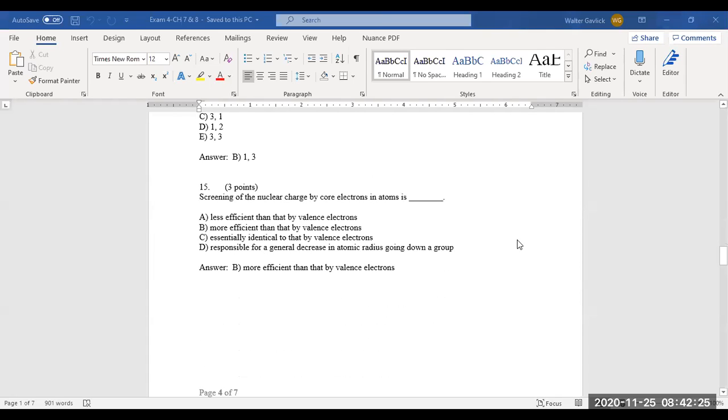Number 15, screening of the nuclear charge by core electrons in atoms is more efficient than that by valence electrons. And if you think about it, that kind of goes back to some of those Slater's rules where the core electrons were the higher value, the 1 in that, than the valence electrons were.